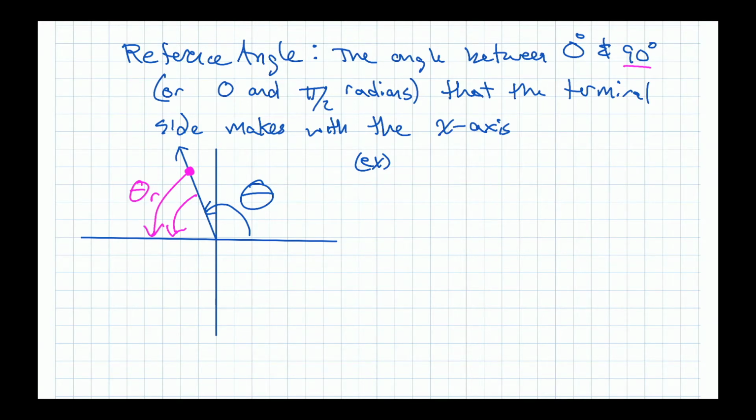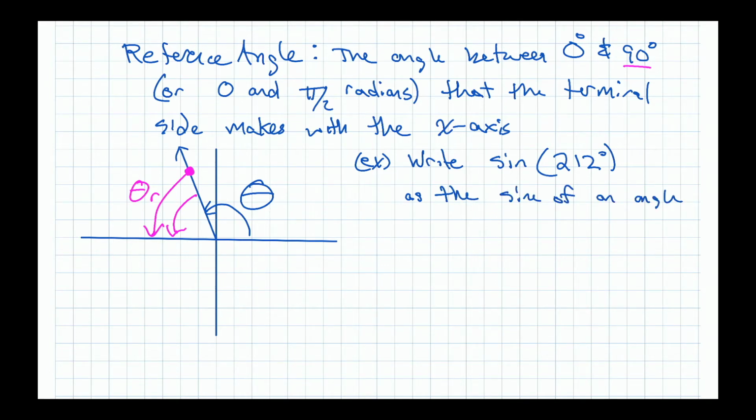I'm going to say, write sine of 212 degrees as the sine of an angle between 0 and 90 degrees. Or they might say sine of an acute angle. They might say it that way.